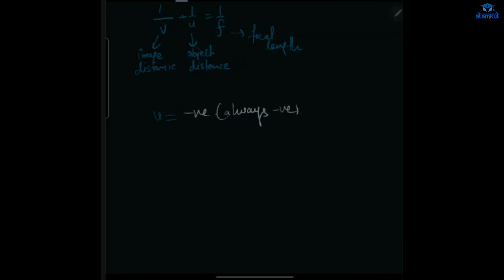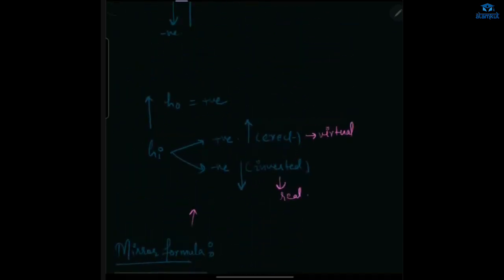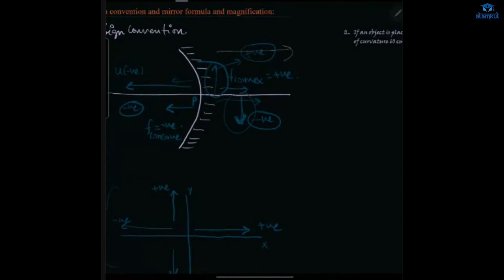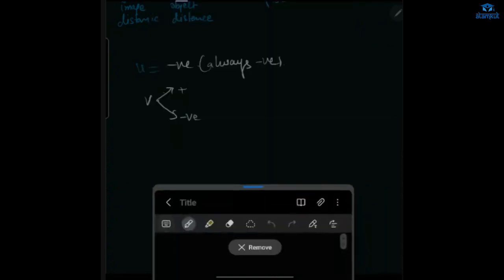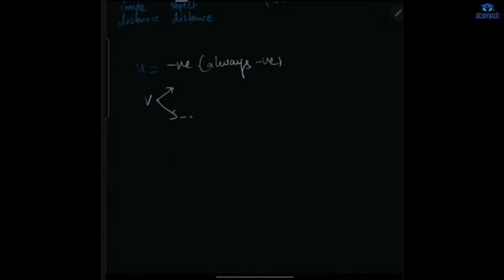For v, it depends on what values we are getting, what magnitude and what sign we are getting. If it is positive, then the image will be formed on the right hand side of the mirror or the lens. There are many cases in this. I am telling you for both of these.